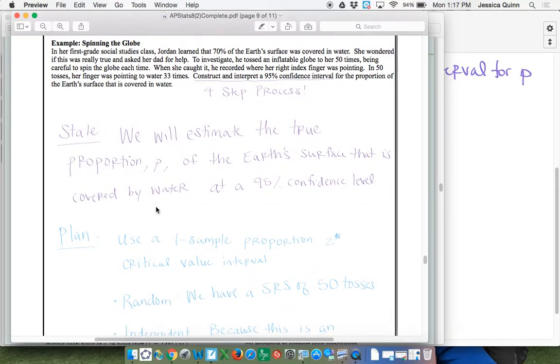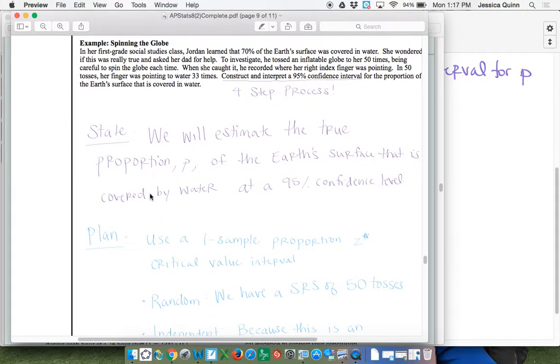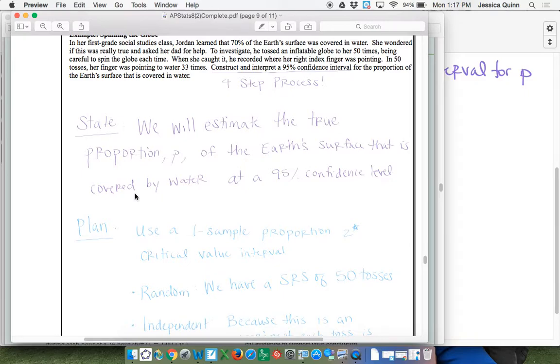I am going to finish up the notes from 8.2. So in class today, we got through the state part of our four-step process. We will estimate the true proportion of the Earth's surface that is covered by water at a 95% confidence level. So then we are going to use a one sample proportion Z star critical value interval.